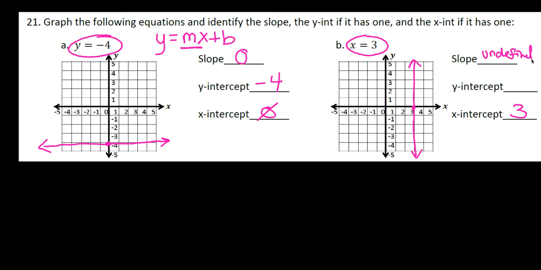And our y-intercept does not exist. There's no y-intercept here. So when we see an equation that simply says y equals a number or x equals a number, we're looking at those vertical and horizontal lines.